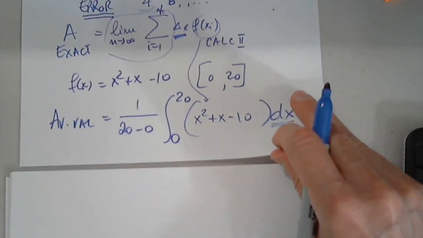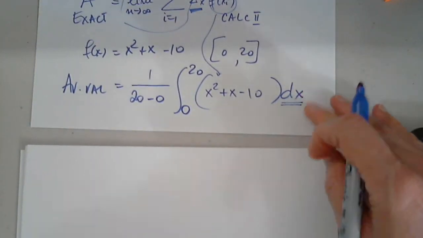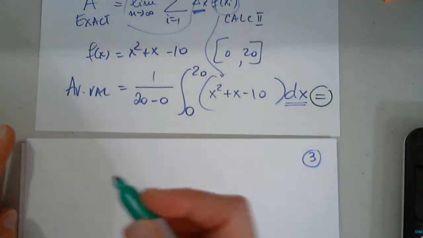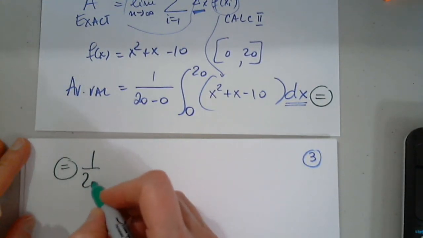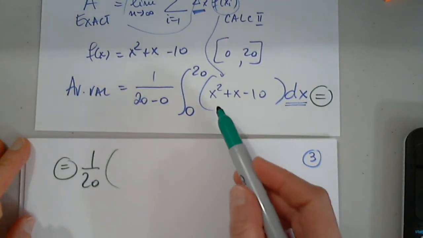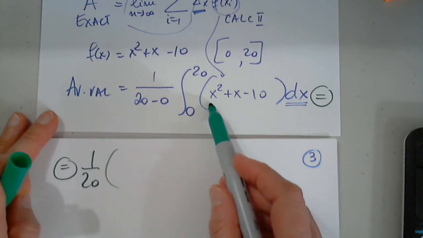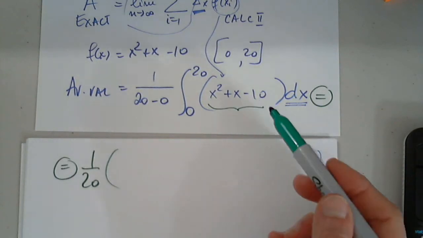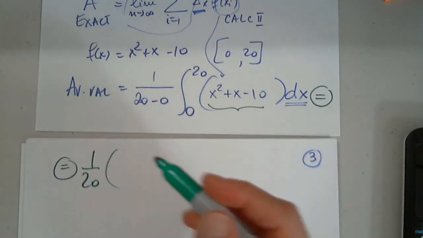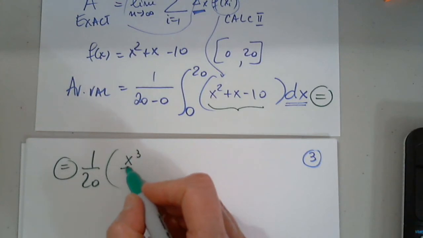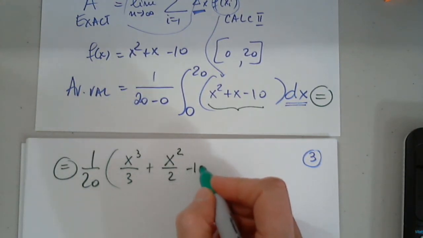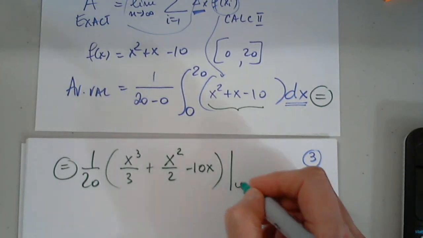Perfect. So first, let's find the antiderivative. So now this will be already my page 3. Okay, so can anyone give us the antiderivative? So I'm going to continue here with 1 over 20 in front. The antiderivative of x squared plus x minus 10, or just every piece, right? So we have x to the third over 3, right, plus x squared over 2 and minus 10x. Very good, that's it. From 0 to 20.